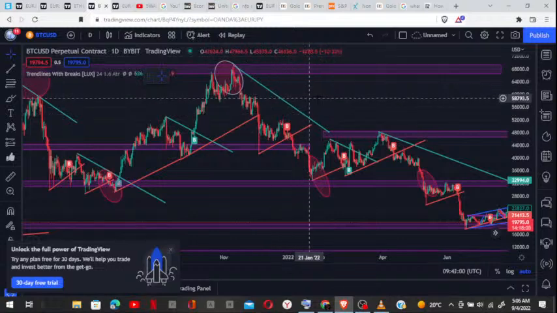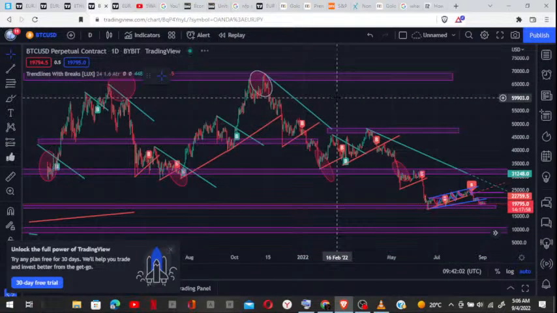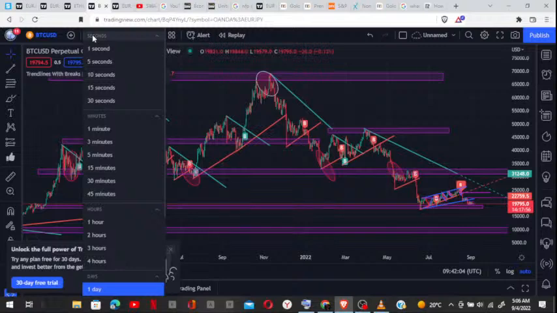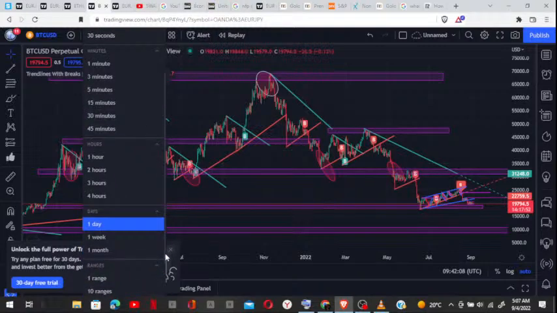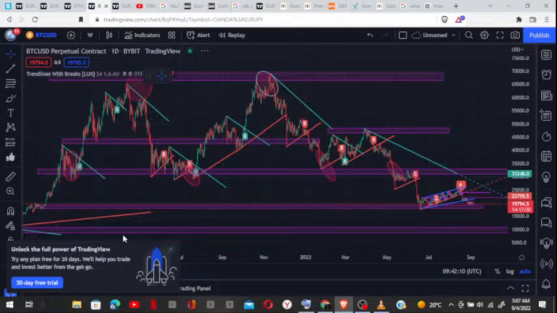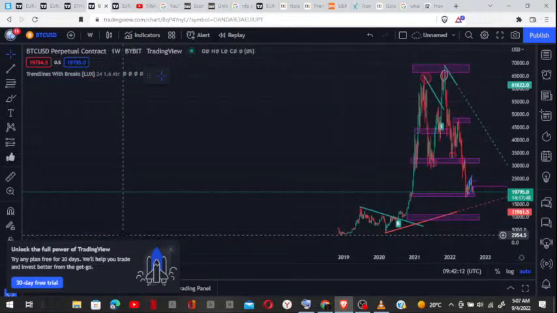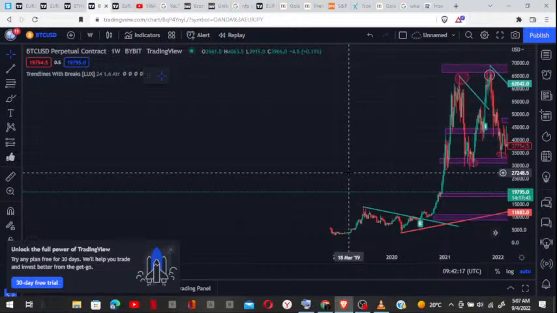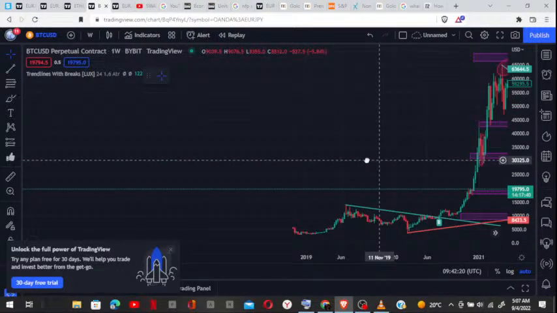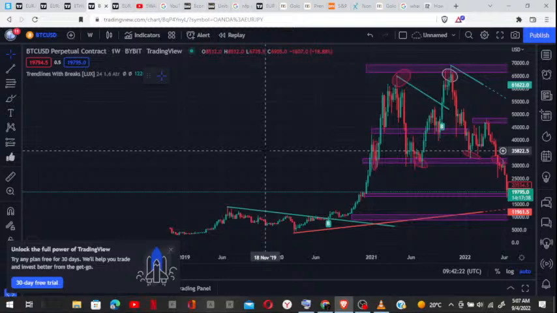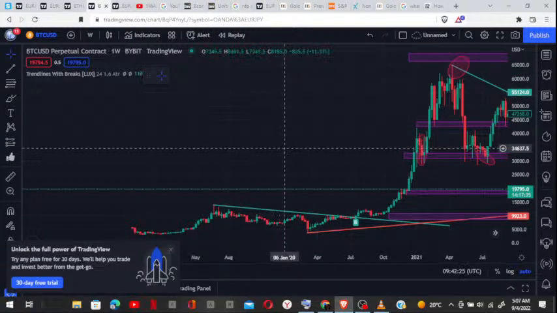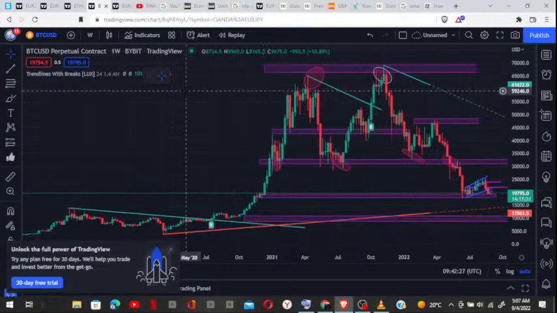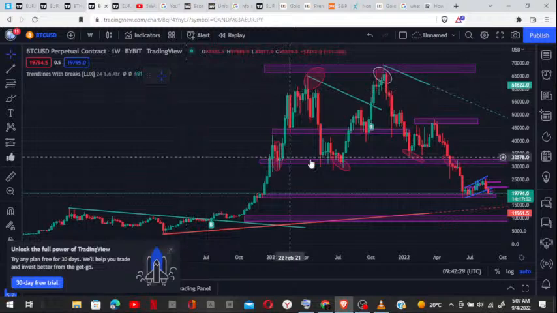Let me show you how to do this. Should we use like a 1 week time frame? If you're trying to use these indicators, what you can always do is try to find the best time frame to analyze the charts. So with this one, let me give you an overview.